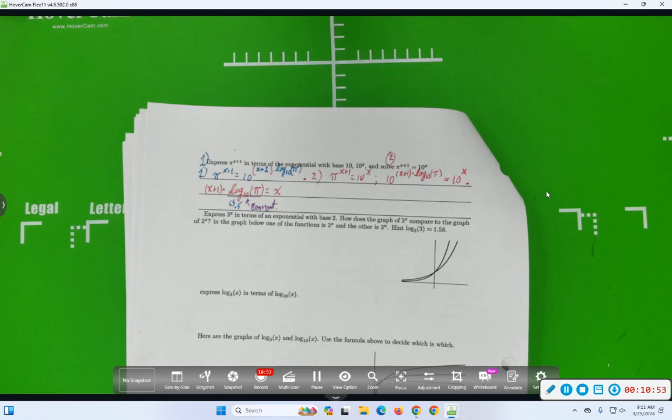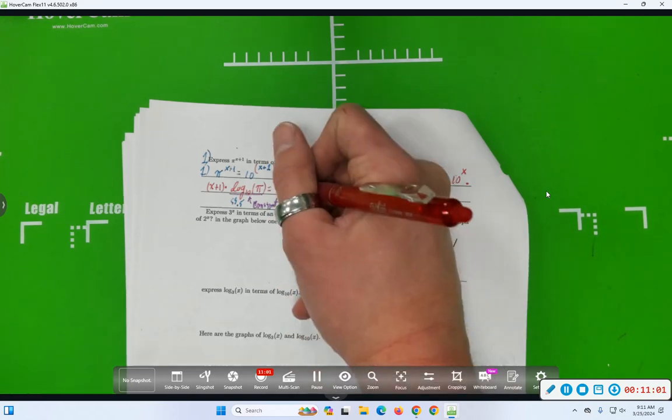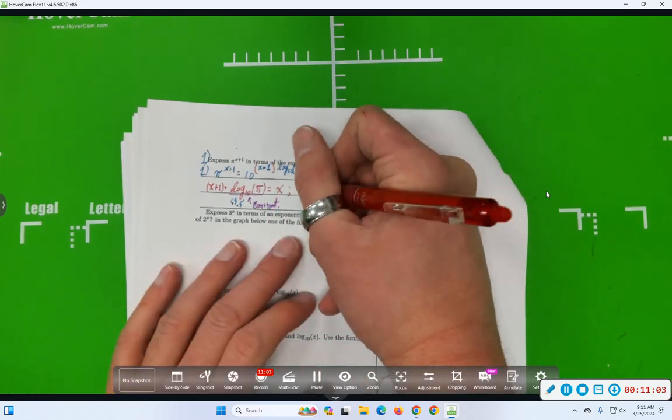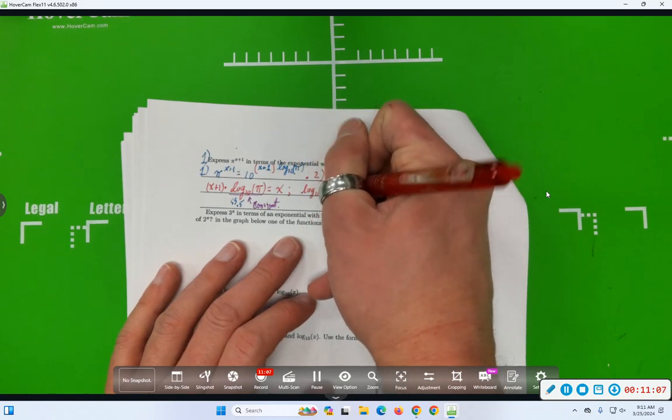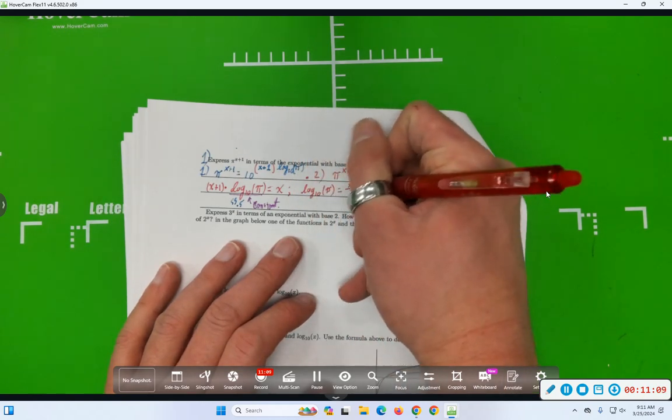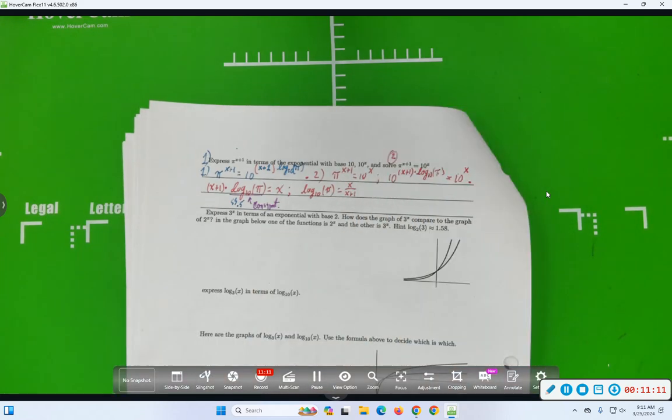Divide by x plus 1. We could divide both sides by x plus 1. I think I'm going to do that and we'll decide whether it's an improvement or not. So let's see, if we divide both sides by x plus 1, I'll see log base 10 of pi equals x over x plus 1. Is that better or worse?